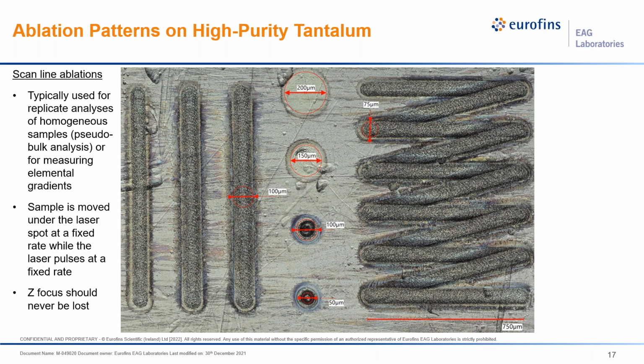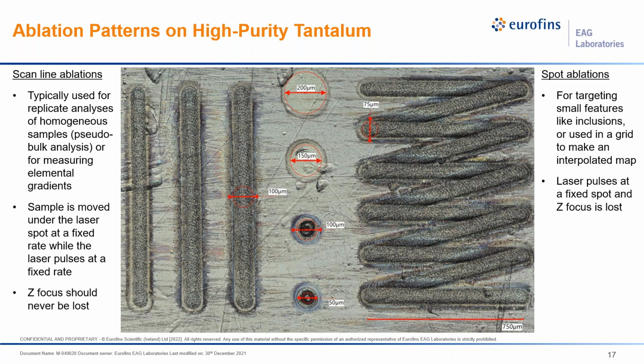So scan line ablations are typically used for replicate analyses of homogeneous samples. That's pseudobulk analysis, where you might analyze a sample 5 times and then calculate summary statistics from the results, or for measuring elemental gradients in a sample where you expect to see change over distance. So for a scan line, the sample is moved under the laser at a fixed rate while the laser pulses at a fixed rate. In this case, the Z or depth focus should never be lost, which gives you a nice, smooth, pseudo steady state signal.